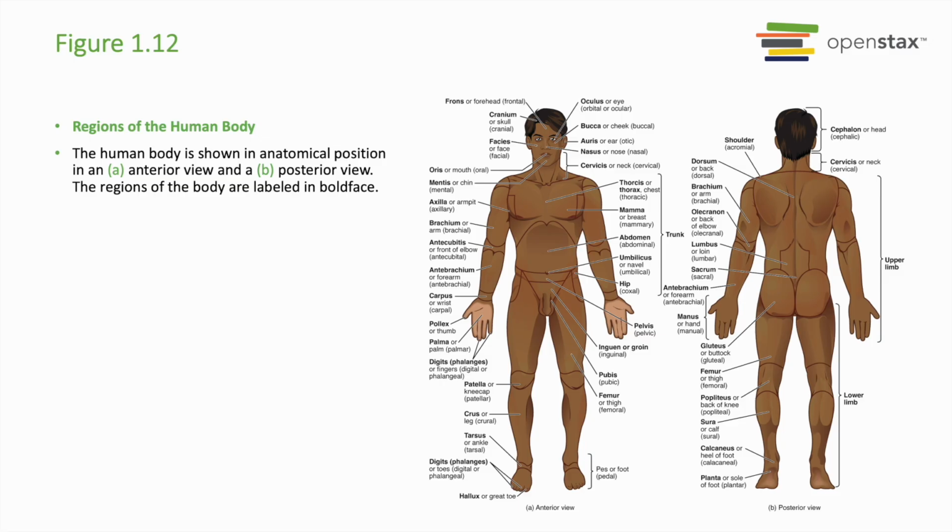The thumb is referred to as the pollex. The posterior view contains, from superior to inferior, the cervical region encompassing the neck, the dorsal region encompassing the upper back, and the lumbar region encompassing the lower back.